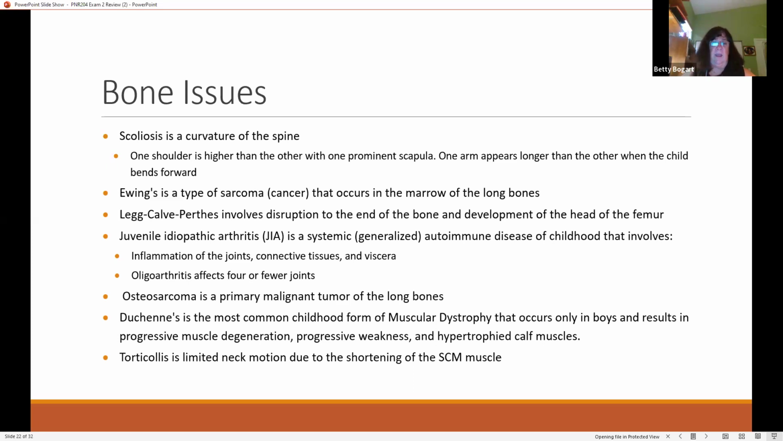Osteosarcoma is, again, another primary malignant tumor of the long bones. Again, I said it a lot of times in the femur. Many times these children are placed on traction, and we're going to get into that next.